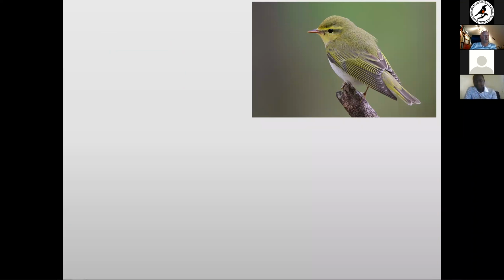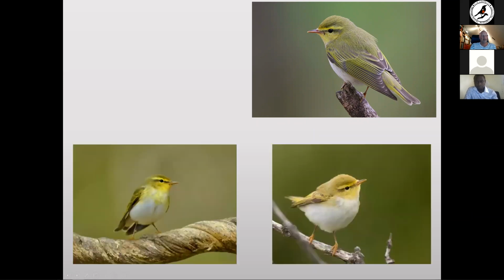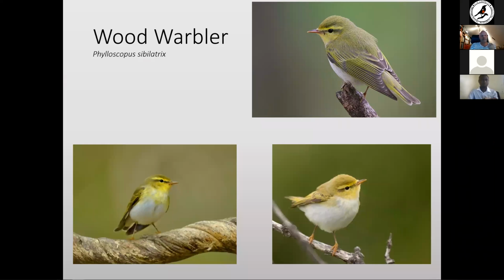So what do we have here? Here we have a warmer green bird with a lot of green on the wing, and it seems like it's white underneath. So it's yellow and white. So here we have Wood Warbler. The Wood Warbler breeds also in large part of Europe. It migrates down to Africa.